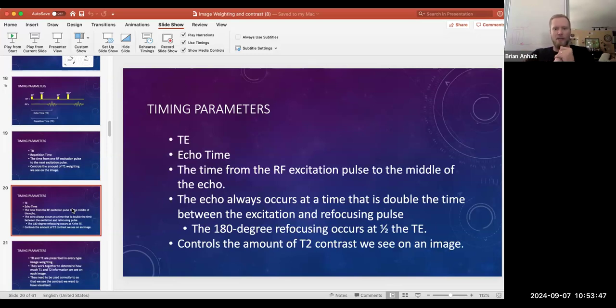TE is our echo time, our time from the 90 degree to the center of our echo, to the middle of the echo. The echo always occurs at a time that is double the time between the excitation and refocusing pulse. So the 180 is at one half of your TE, and this controls the amount of T2 contrast that we see on an image. So when we are weighting something to be T2 weighted, we are exploiting the differences between the different T2 times, or the different transverse decay times between different tissues, to give us contrast.